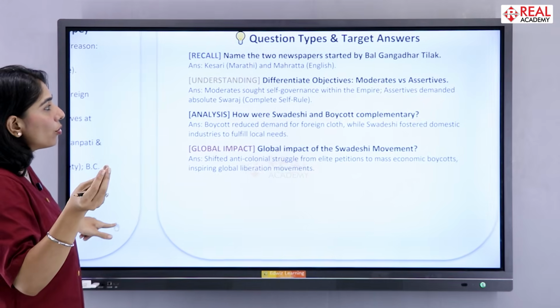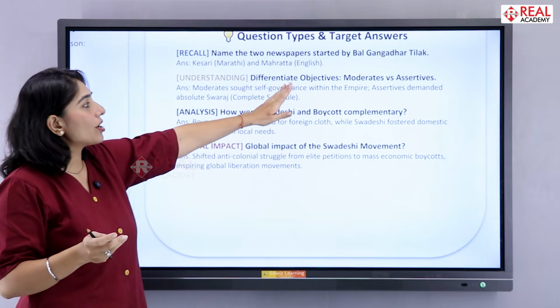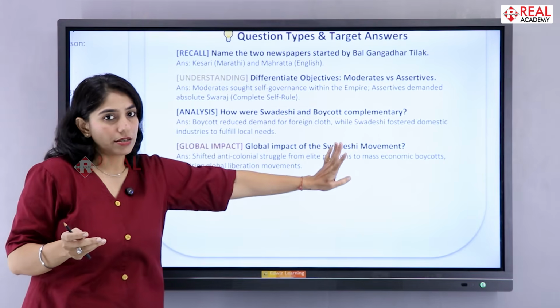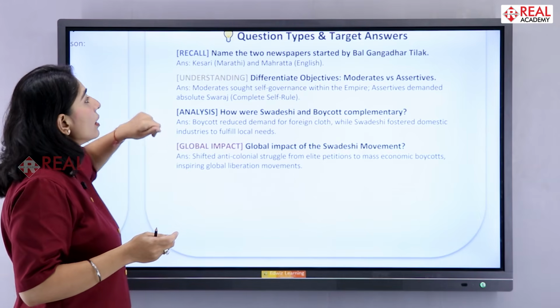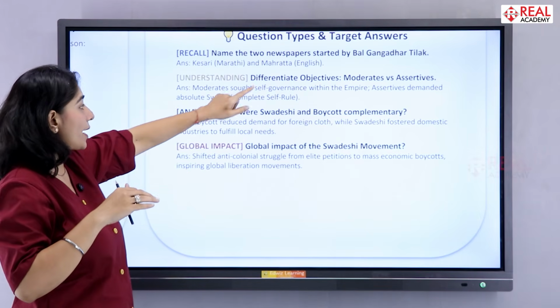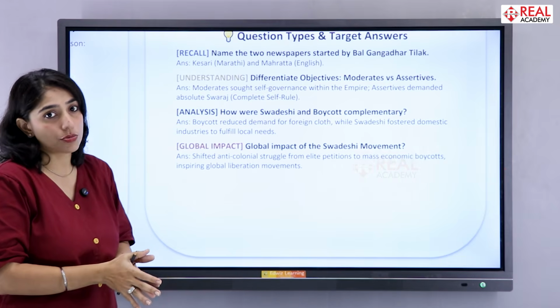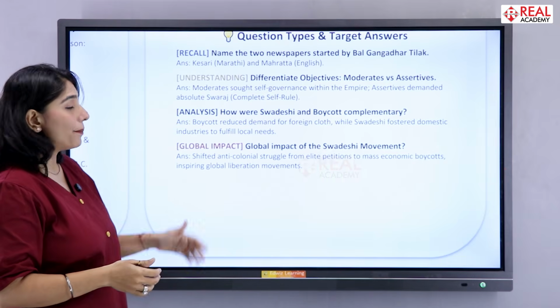I'll just give you a small one. Understanding: differentiate between the objectives of moderates and assertives. This is an easier one. Name two newspapers. This is recall, where you remember and you write. Analysis: how do you take the Swadeshi and boycott movement? Then, what is the global impact?